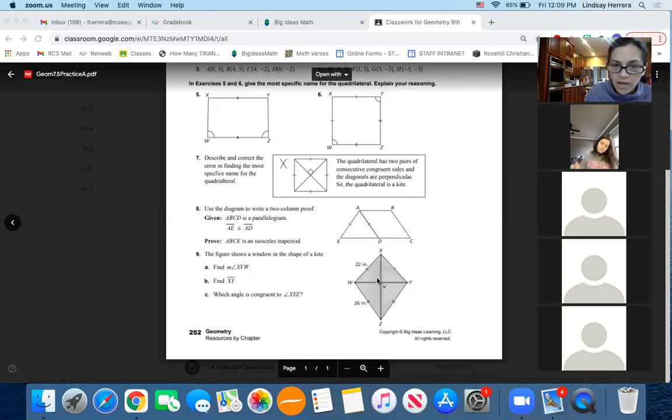And now it says find XY. What is XY here? 22 inches. Good job. Which angle is congruent to XYZ? Which angle is congruent to this one right here? XWZ. Great job.